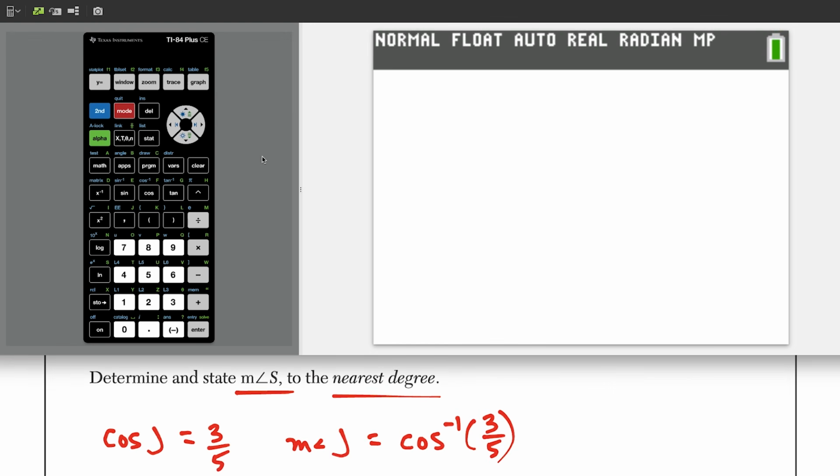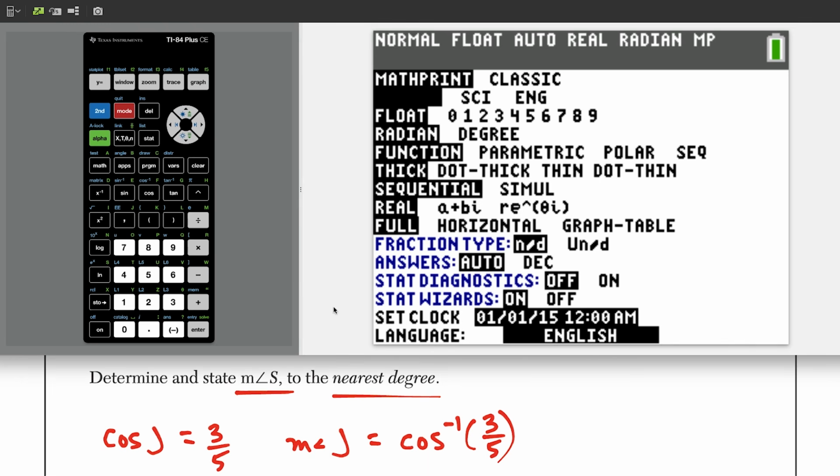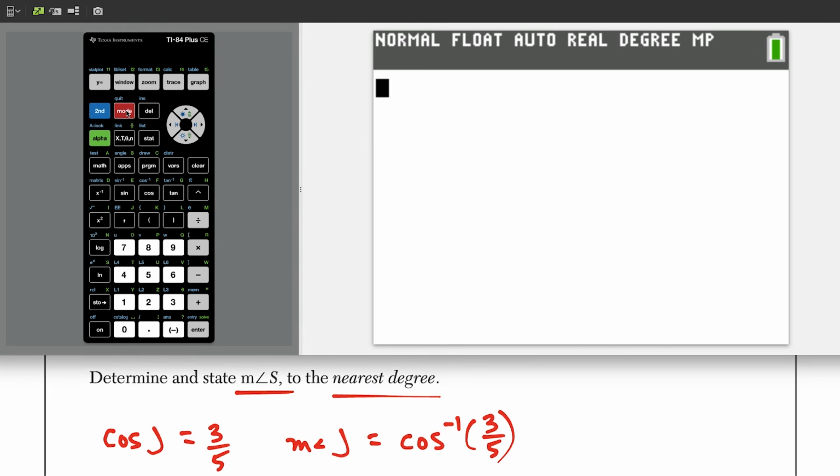So let's type in this function here. And remember, we're finding our answer to the nearest degrees. So I'm going to press mode, and I'm going to switch from radians to degrees. For the geometry regions, you want to be in degree mode for the entire test. For the algebra 2 regions, that's when you have to switch over to radians.